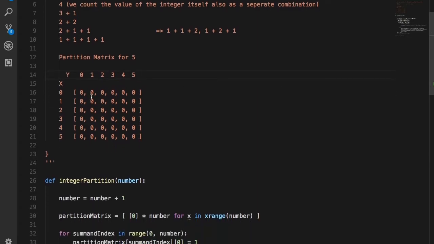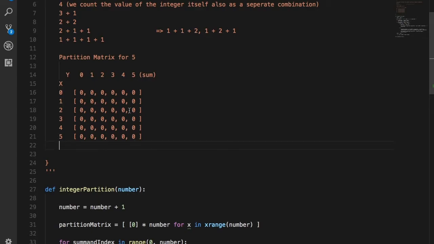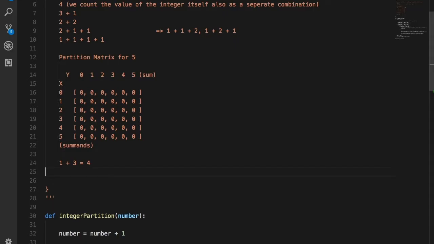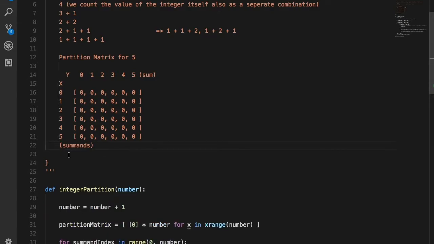In this matrix, the horizontal or y indexes denote the sum, the value which you're going to get after you add, that we have to create. And the vertical indexes, or x, denote the summands, which help us generate the sum. Now, if you don't know what a summand is, summands are the actual numbers that you add to get the sum. For example, if you add 1 plus 3, which gives you 4, 1 and 3 are the summands, and 4 is the sum. So basically, we are going to use the vertical summands to generate the horizontal sums.